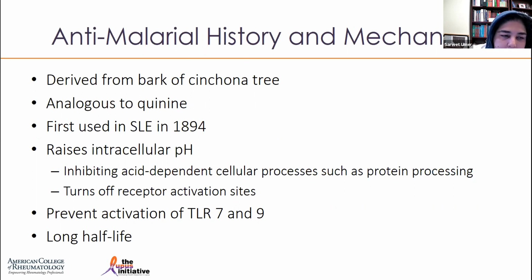What it does, basically, is raise the intracellular pH, and it turns off the receptor activation site. It prevents the activation of toll-like receptor 7 and 9. These are the areas of ongoing research for more lupus therapies.